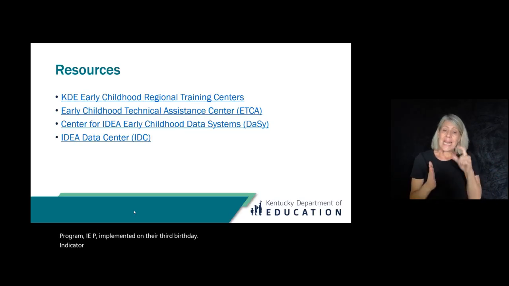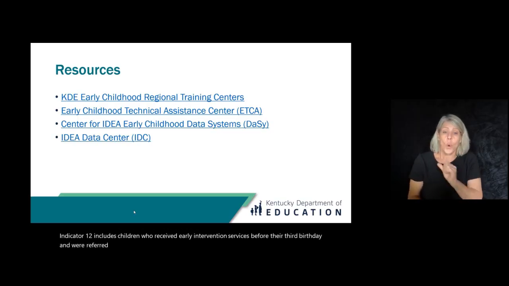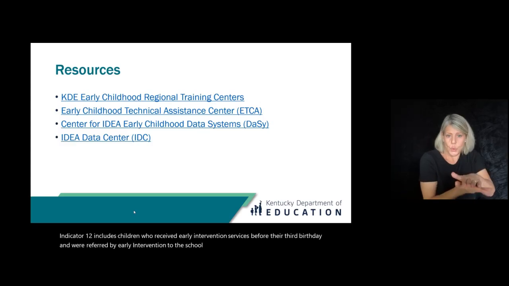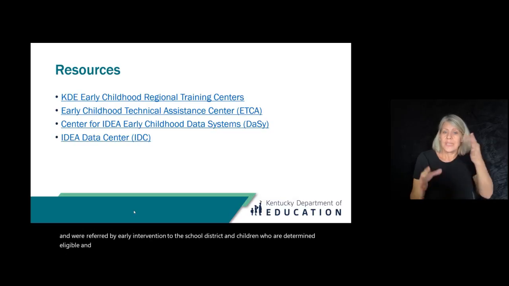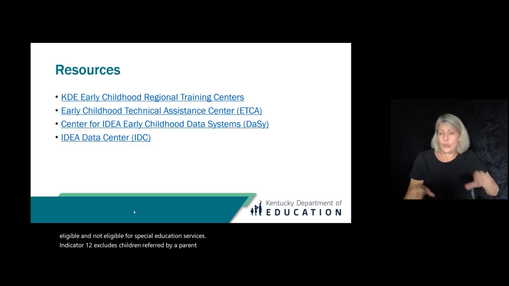Indicator 12 includes children who received early intervention services before their third birthday and were referred by early intervention to the school district, and children who are determined eligible and not eligible for special education services. Indicator 12 excludes children referred by a parent or agency other than early intervention.